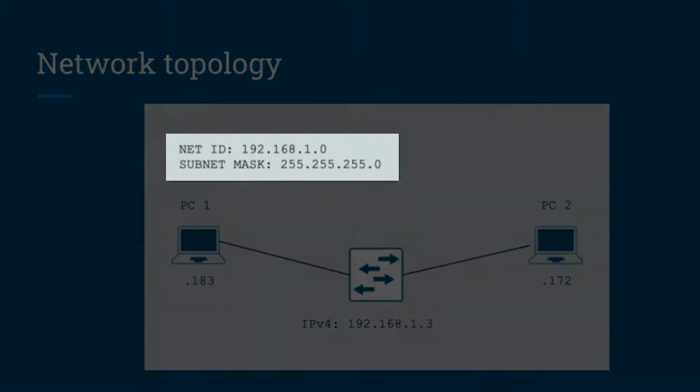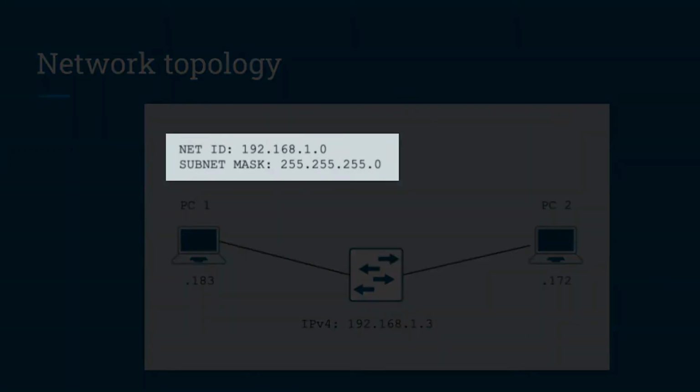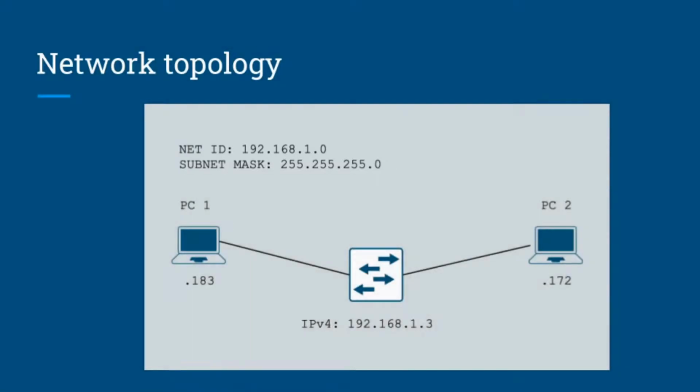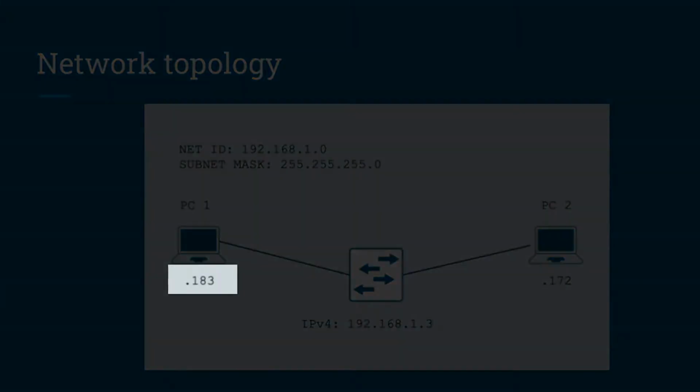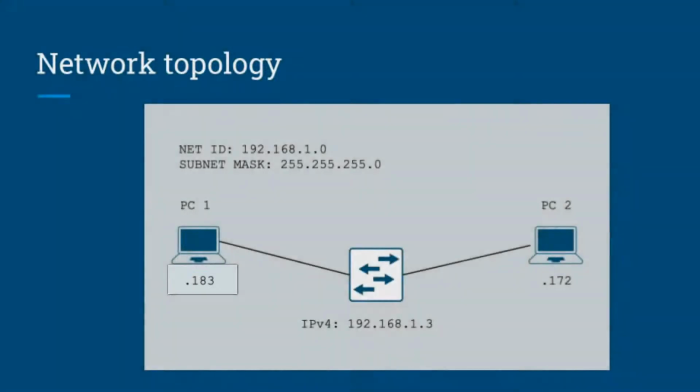192.168.1.3. The network has a net ID of 192.168.1.0 with a subnet mask of 255.255.255.0, or /24 if you want. PC1 on the left is located with a host address of 0.183, and PC2 will have a host address of 0.172.